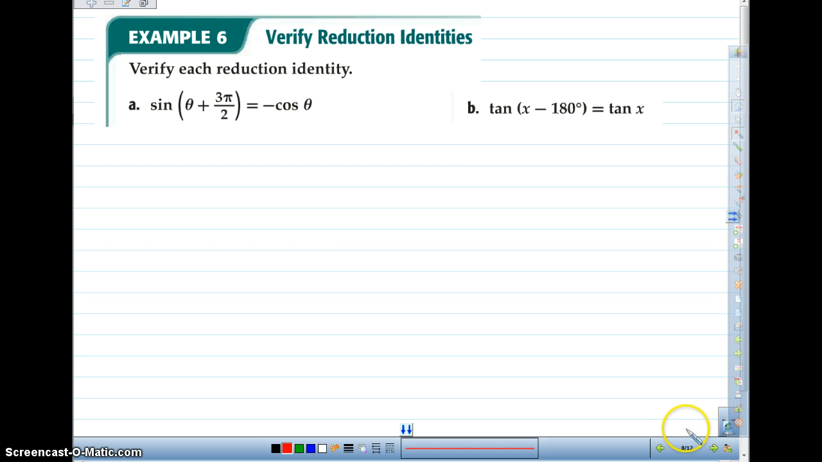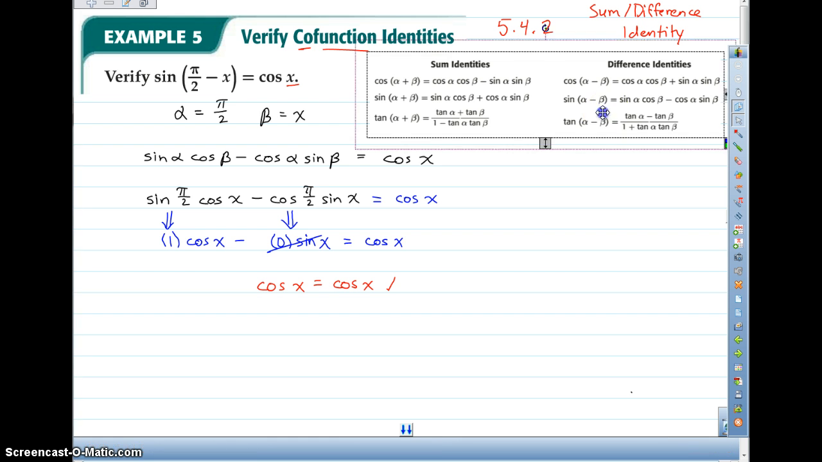And a reduction identity is very similar to a cofunction identity. It just doesn't always involve 90 degrees. We used pi over 2 or 90 degrees in our previous problems. These could use any of our quadrantal angles. So let's go ahead and verify each of these now, still using our sum and difference identities. In fact, let me go grab my little cheat sheet here, copy that and bring it over.